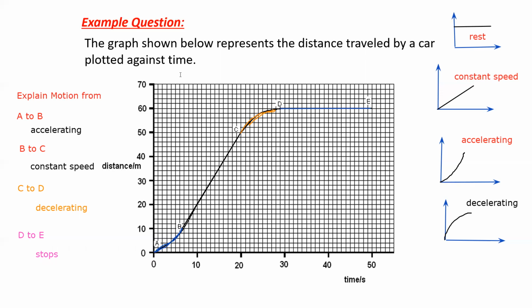So this is the explanation of the motion for this car, which is changing its motion. First it was accelerating or speeding up, then it traveled with a constant speed, then it is decelerating or slowing down, and eventually the car stops. Is it clear? This distance-time graph explains the motion of a car.